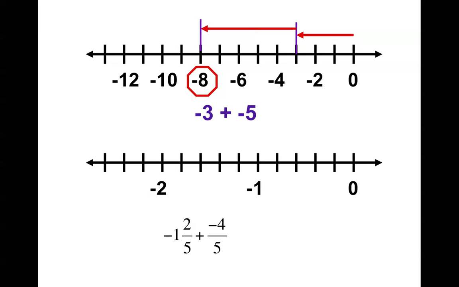Once again, what happens if we don't have nice, neat, whole integers? What if I have negative 1 2/5 plus 4/5? Well, you have to concentrate a little bit more, but it's the same theory. Notice I always start at 0. I want to go 1 2/5 to the left, and I want to go another 4/5 to the left. And notice I end up right here at negative 2 and 1/5.